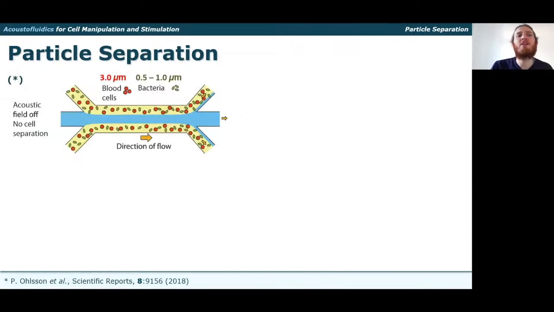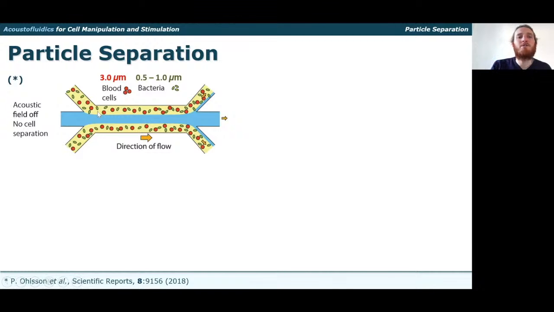So let's now describe some examples of how acoustic radiation forces can be used for different applications. One such application is particle or cell separation. In this particular example, a device with 3 inlets and 3 outlets has been designed, where in the central inlet a buffer is injected, while in the 2 lateral inlets a suspension of both blood cells and bacteria is injected, where blood cells are significantly larger than bacteria.